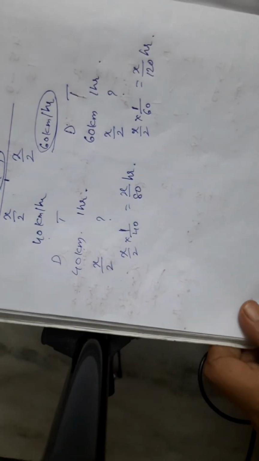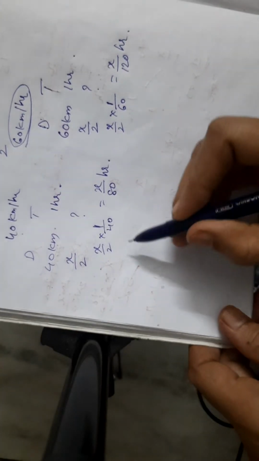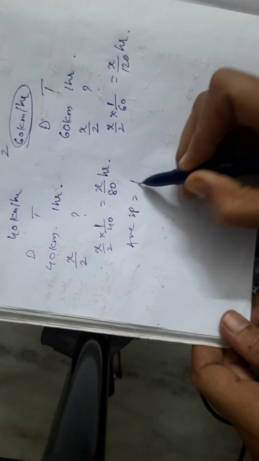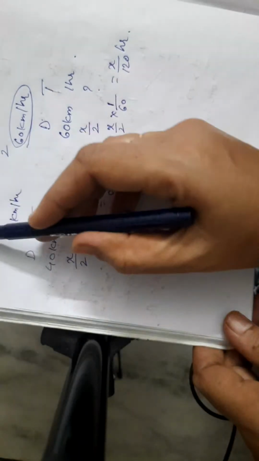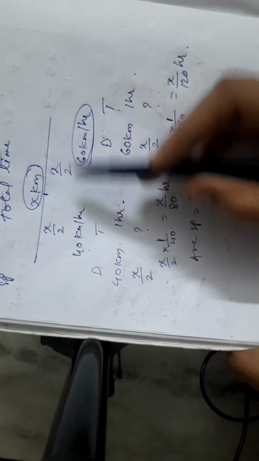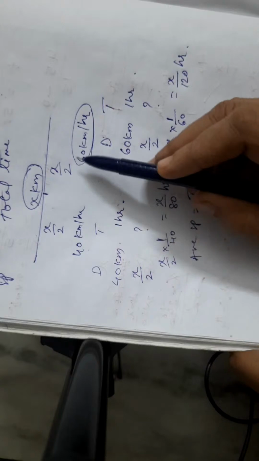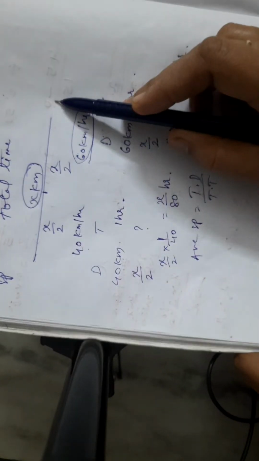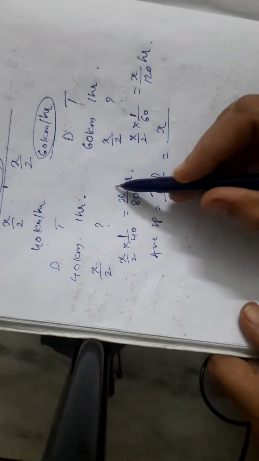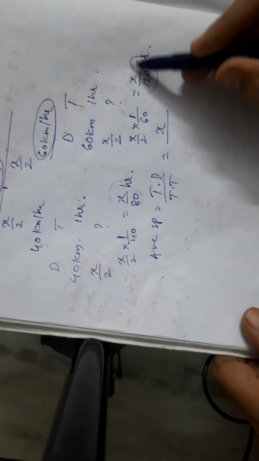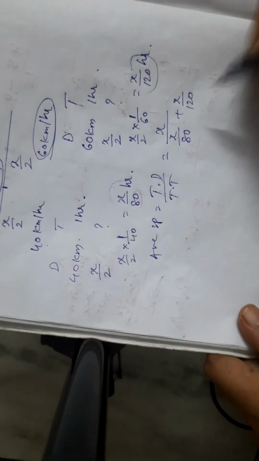Now we got time, and we have distance also. So let's calculate average speed: total distance upon total time. Total distance is x kilometer. You need not worry about x by 2 and x by 2, because when we add half of the journey to half of the journey, it makes one complete. Thus total distance is x, whereas the total time taken is x upon 80 plus x upon 120, so x by 80 plus x by 120.